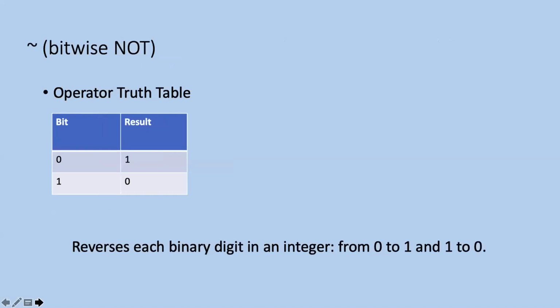All right, so bitwise NOT, it's simple, right? Basically, it's like a tilde notation. We're just reversing it. If it's a 0, the result is 1. If it's a 1, the result is 0. It's reversing each binary digit in an integer, from 0 to 1 and 1 to 0.